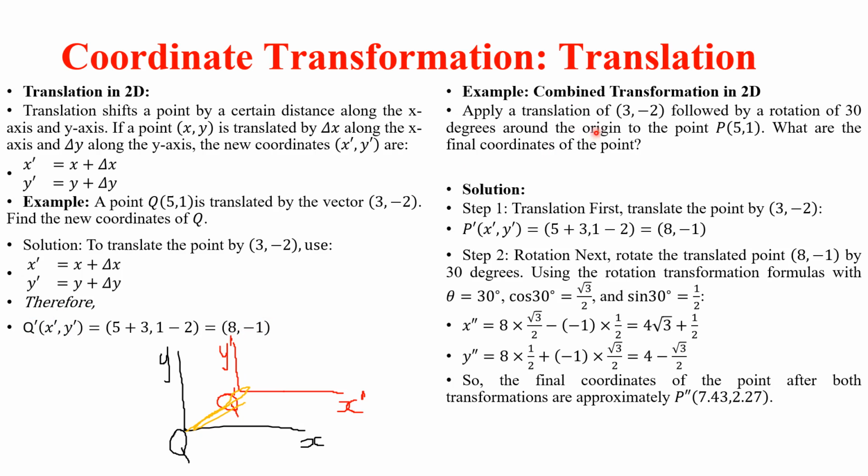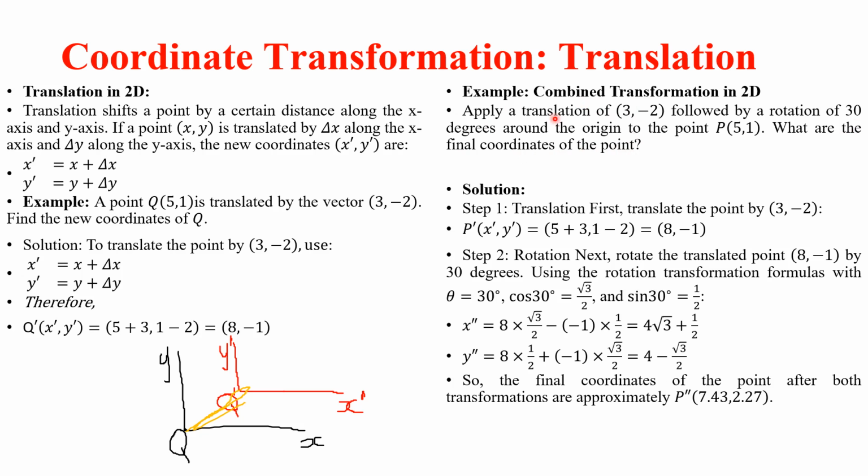And of course, usually we can have a combined transformation taking place in any system, in any engineering system or thereabout. So now let's consider, still under a two-dimensional plane, that we apply a translation of 3 and -2, followed by a rotation of 30 degrees around the origin to the points. So this is the origin, P. What are the final coordinates of the point?